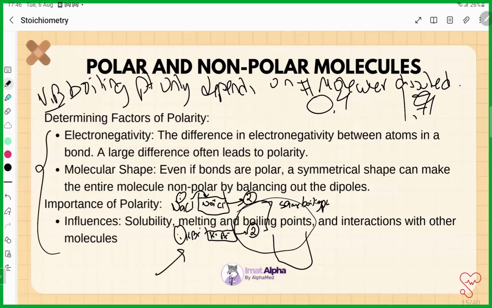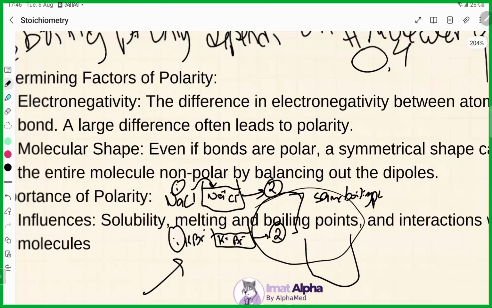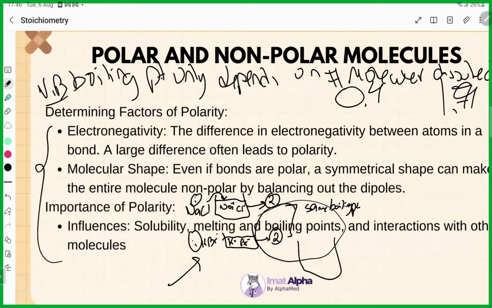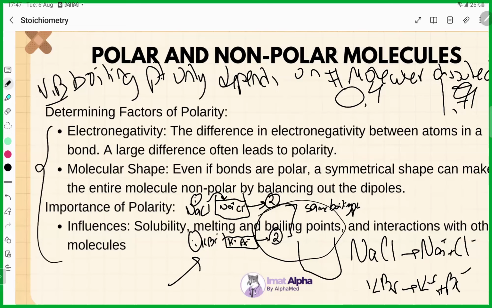So, as you said, you might see a question in the IMAT, it gives you two solutions and asks which one has the same boiling point. What do you do? You just divide them, you do the dissociation reaction. NaCl gives Na+ plus Cl-, KBr gives K+ plus Br-. Compare the number of particles, and here you will find the boiling point, or melting point, is the same.